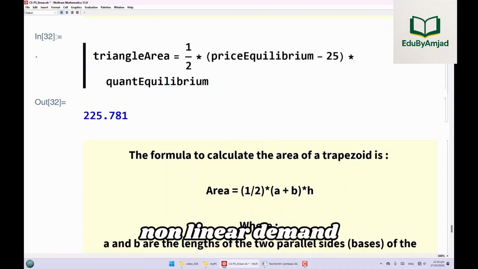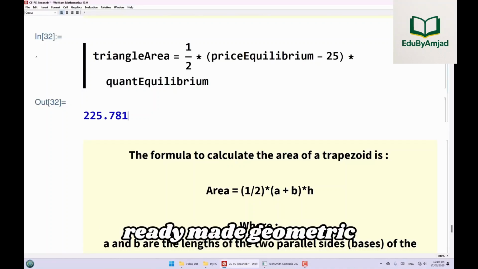In the case of nonlinear demand and supply curves, as we'll see in the next video, we would not have so-called ready-made geometric shapes for which area formulae are available.